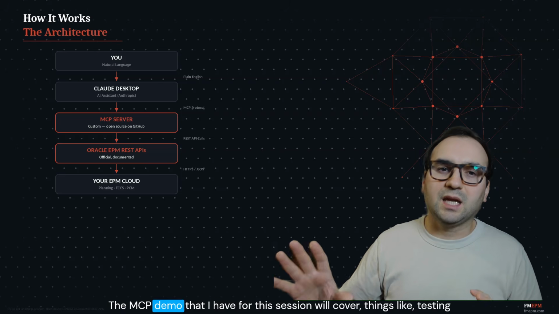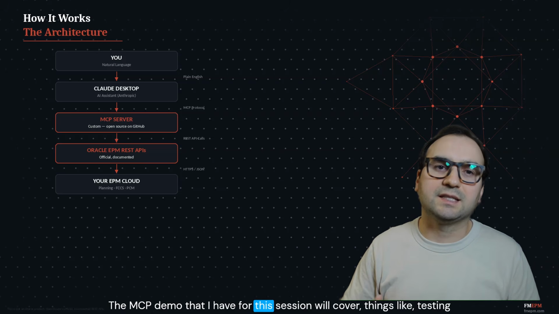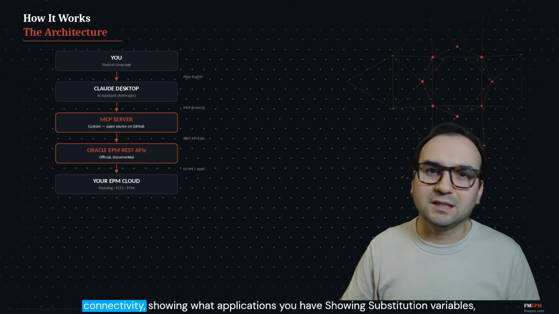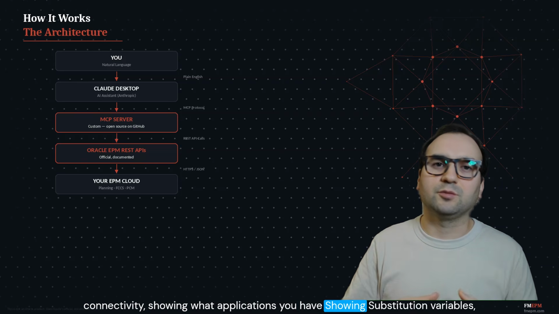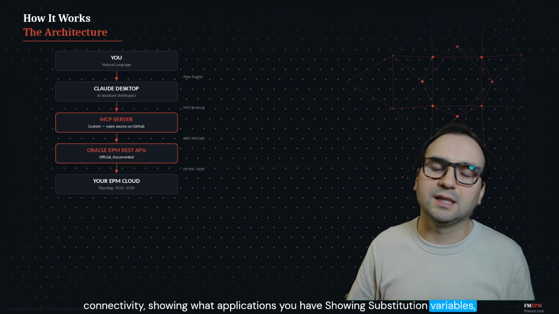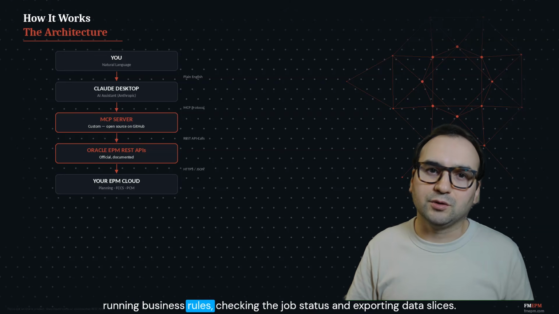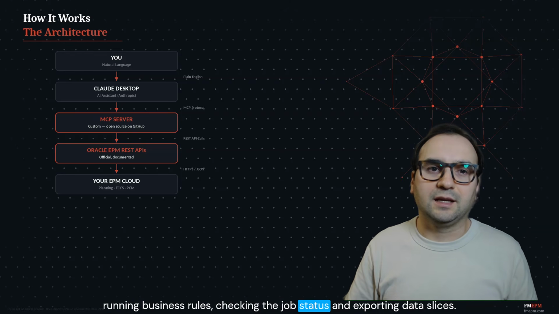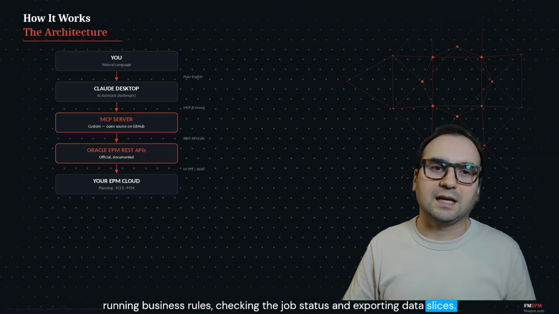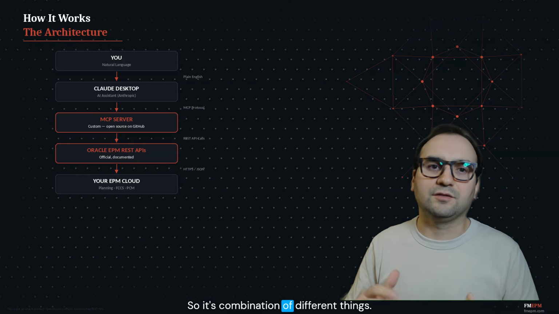The MCP demo that I have for this session. We'll cover things like testing connectivity, showing what applications you have, showing substitution variables, running business rules, checking the job status, and exporting data. So it's a combination of different things.